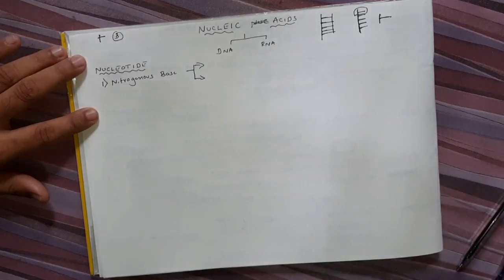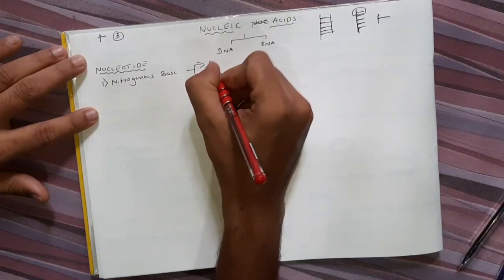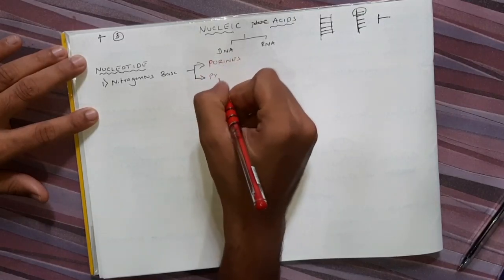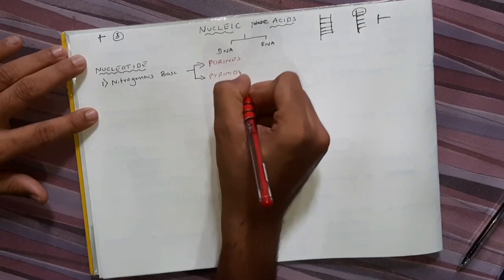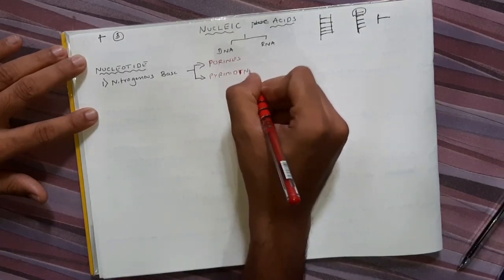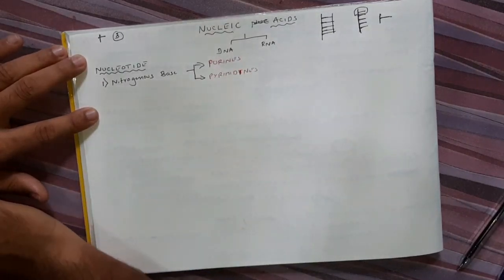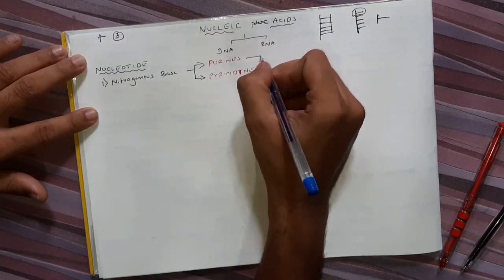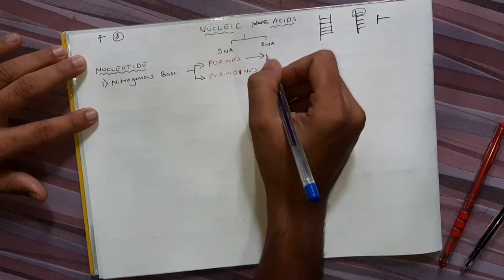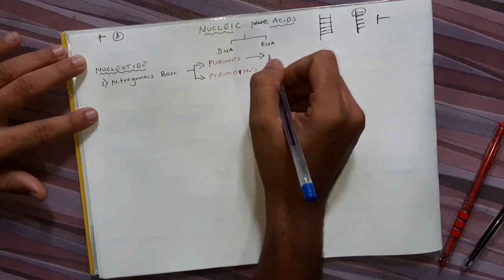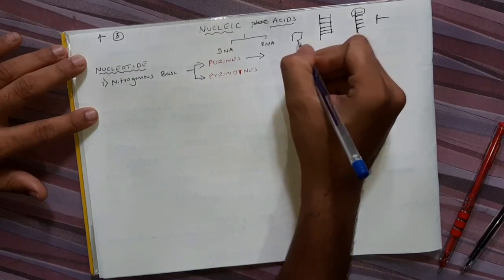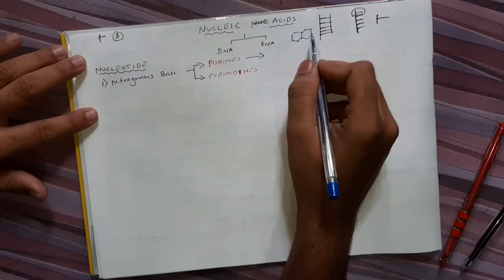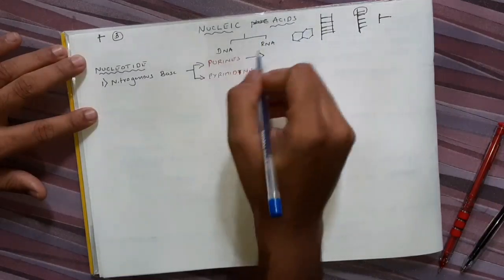What are those two types? The first one is called purines. The second type of nitrogenous base is called pyrimidines. Purines and pyrimidines are the two types. So what are purines? Purine is made up of heterocyclic nitrogenous rings. Actually, it looks like this. Two different types of cycles are there, the benzene rings. Got it. So that is purine.